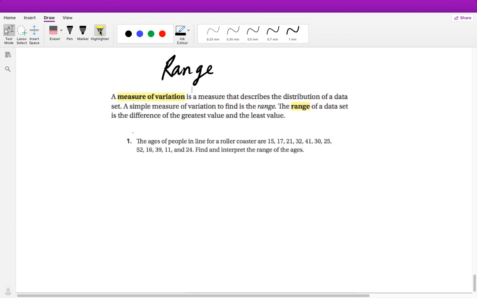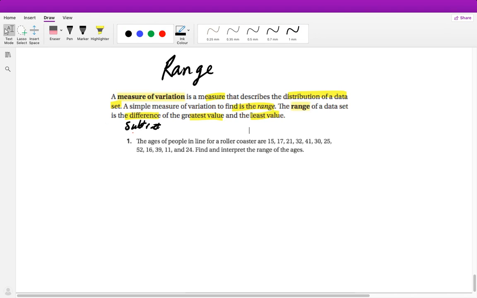And let's talk about something first. A measure of variation is a measure that describes the distribution of a data set. A simple measure of variation is called the range. And what the range is, it is the difference. That means we are going to subtract the greatest value and the least value.